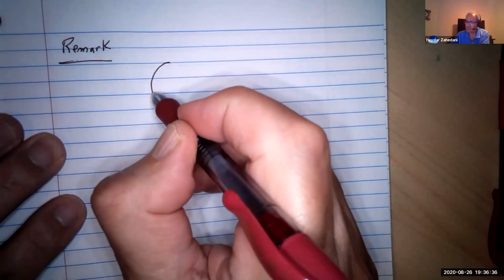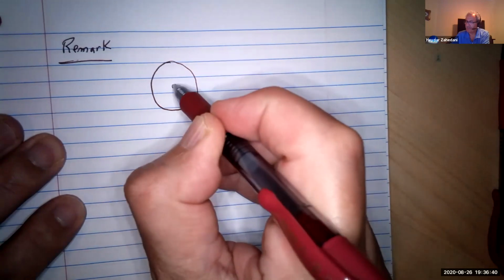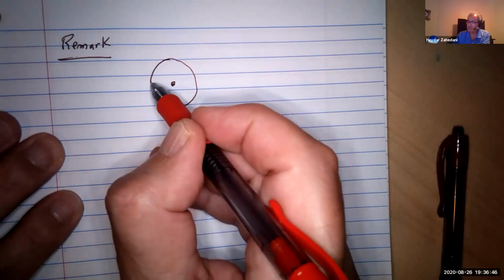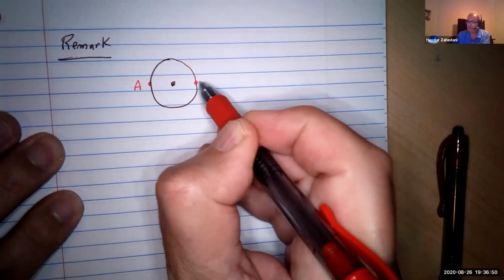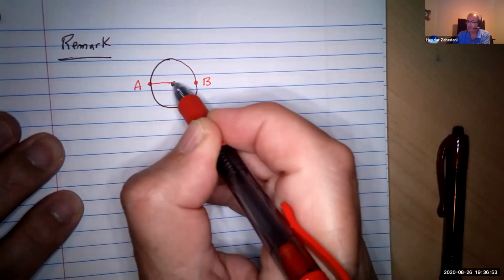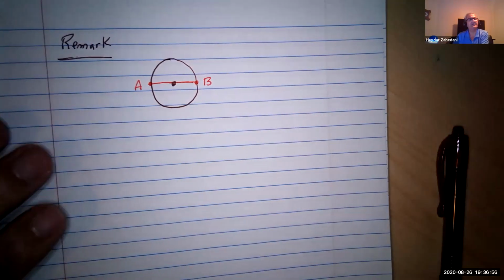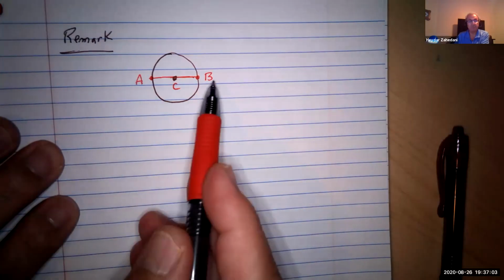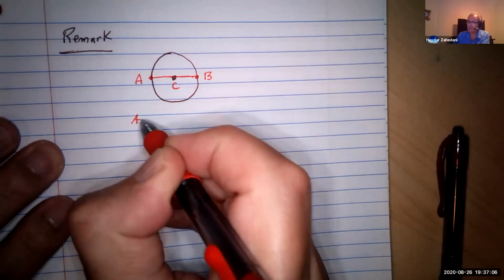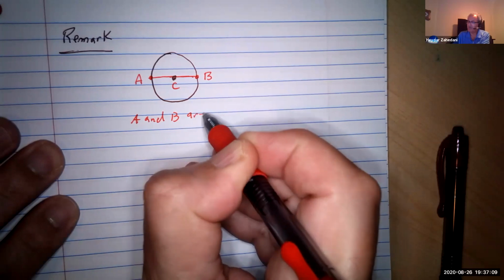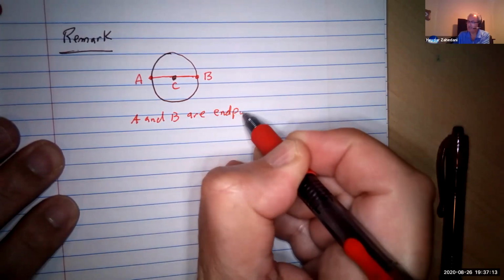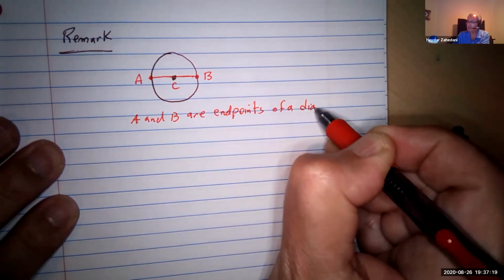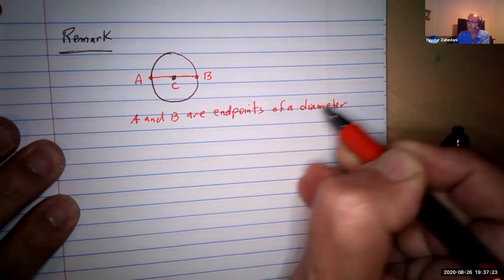If this is going to be a circle, okay, and 2 points would be given to you. Let's say this is the point A, if you like, and this is the point B. You connect them together through the center. That would be the diameter. Okay, this is going to be the diameter. So A and B are endpoints of a diameter of the circle.